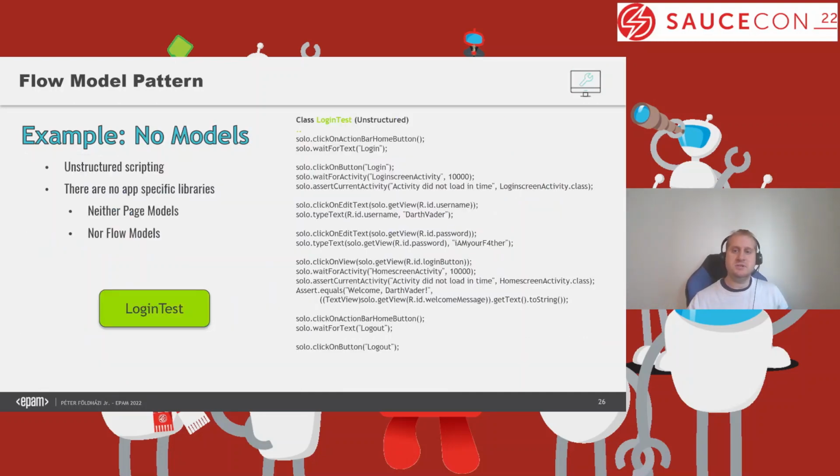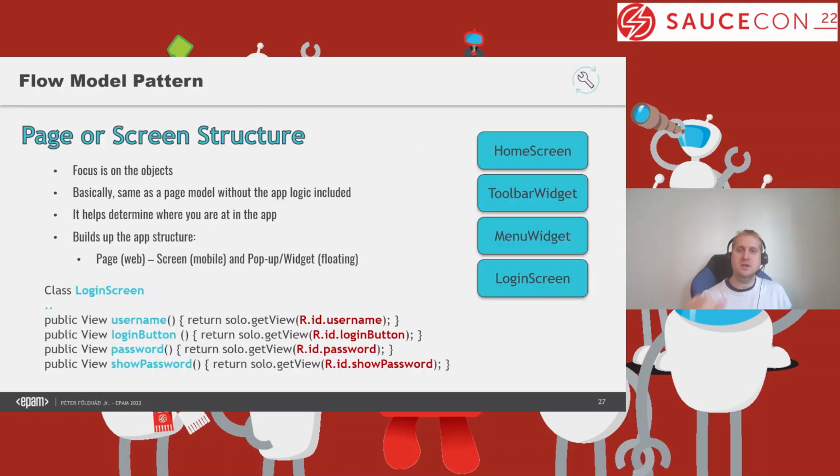You might remember this piece of code from the beginning of this presentation, and let's make it a little bit tidier and tinier as well. So there are no page models, no flow models leveraged in this solution. So first thing what I will do is creating the page or screen structures. Why I call them differently: I like to use the term page models or page structures when I'm doing web UI testing. When it's mobile UI, I like to use the term screen structure.